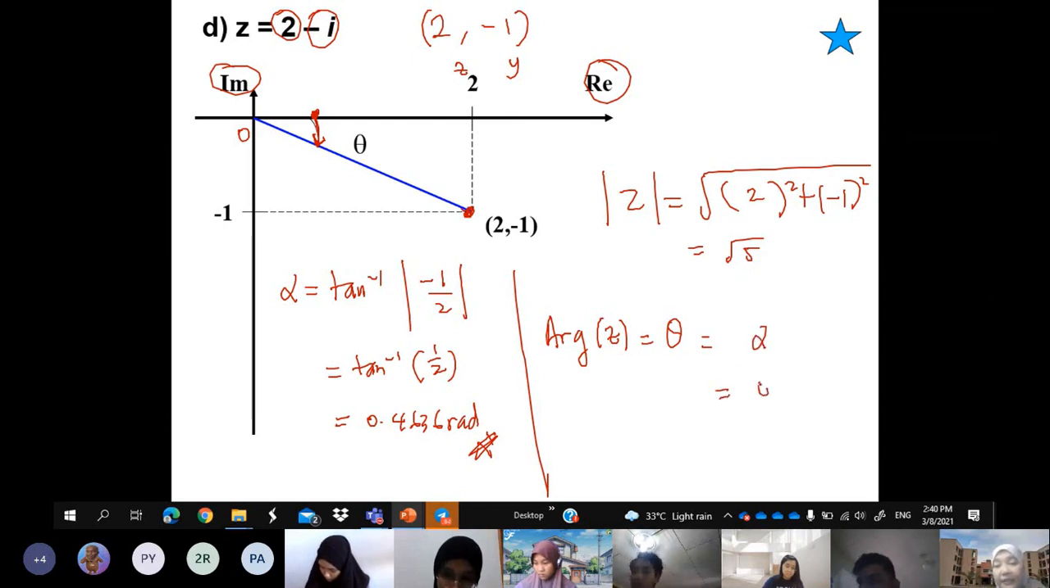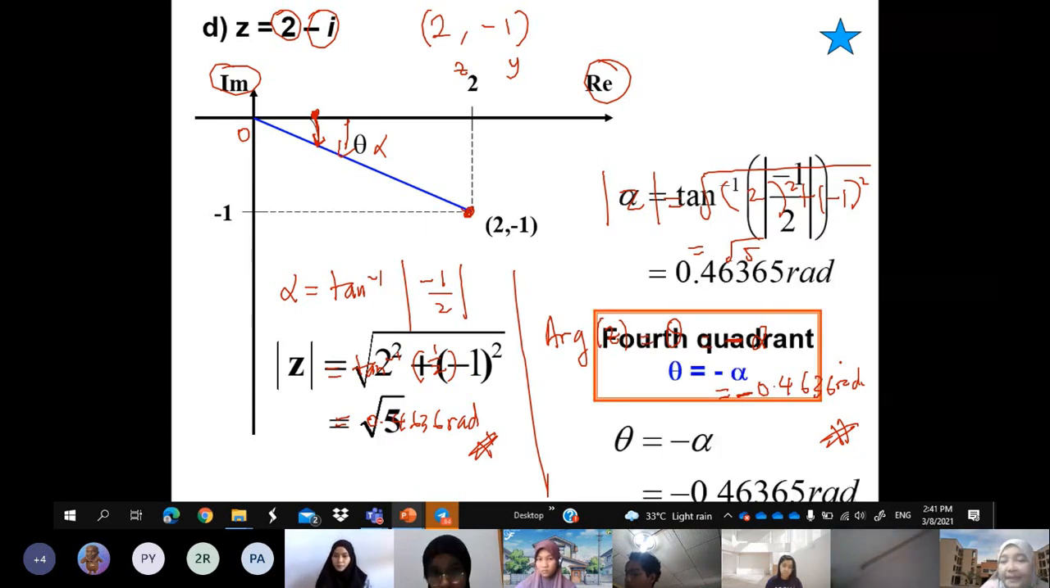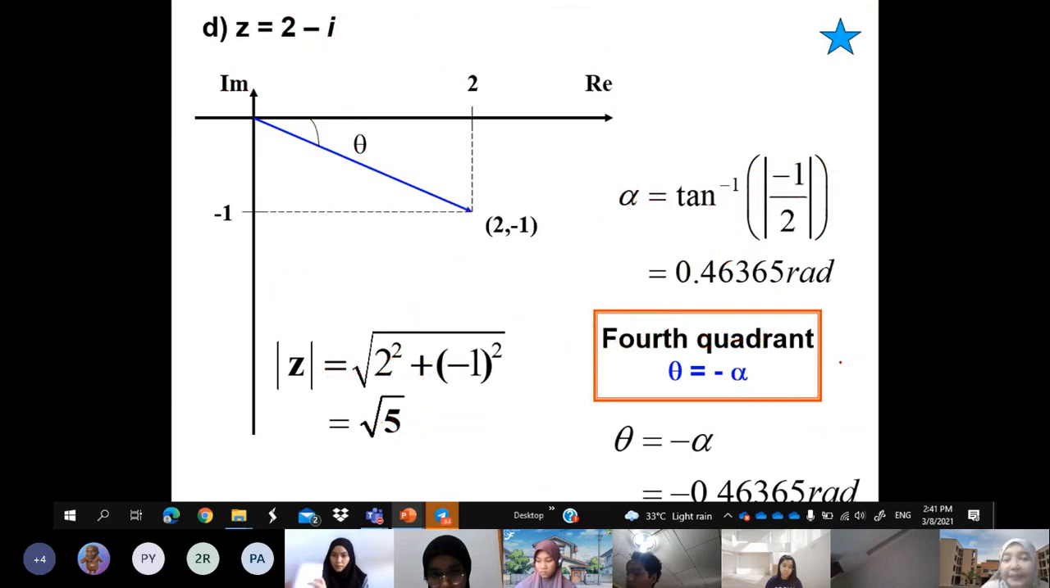The argument of z is equal to theta, which is alpha, 0.4636 radian. Check: this is below the x-axis, so you can just write down negative. Settled, negative and done. This is the answer.